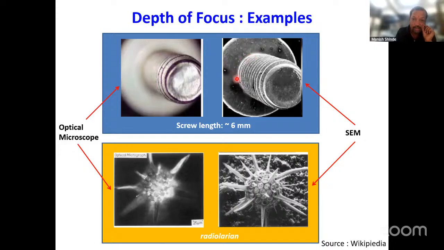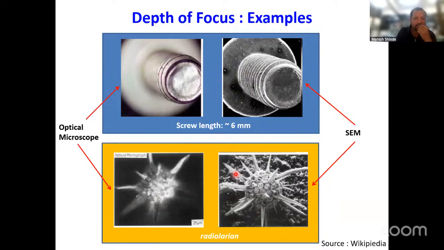Not only that, I can also see the lines or grooves on that screw in between. That means I am getting a very good depth of focus in the scanning electron microscope. So this is an example from the real world.